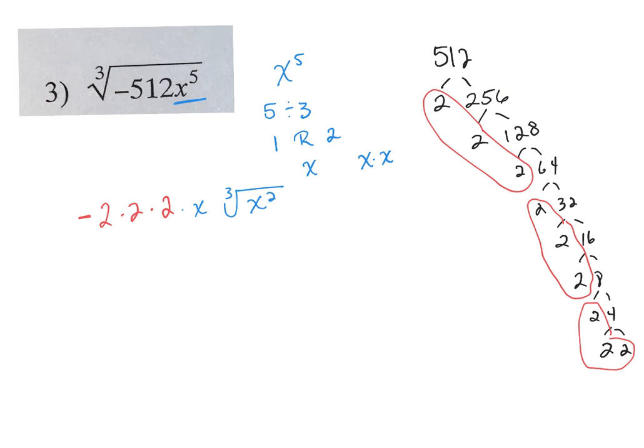If I have more than one number that comes out, I multiply them. So I'm going to multiply the 2 times the 2 times the 2. So I have negative 8x on the outside, and on the inside I have x squared. You want to make sure you put your index of 3 back up there. All right.